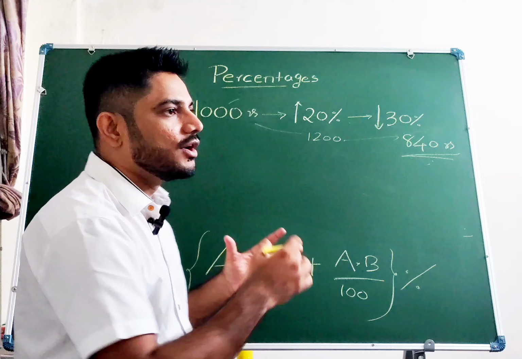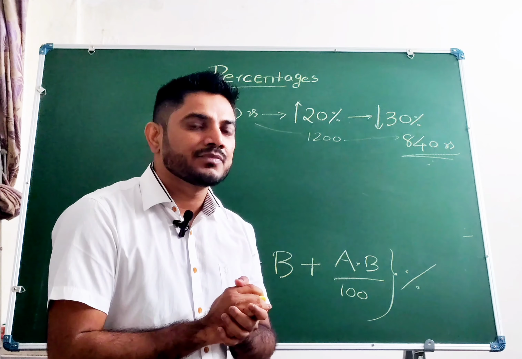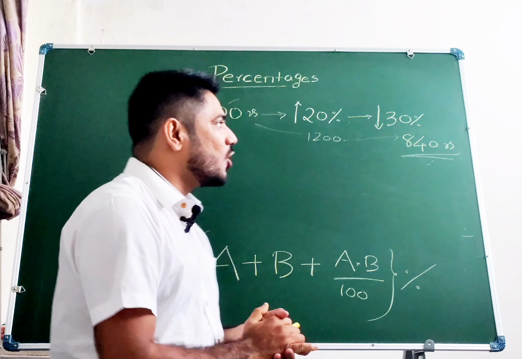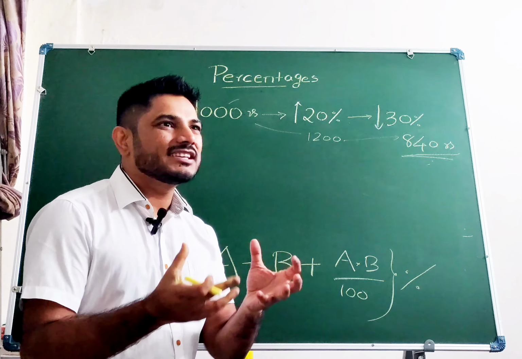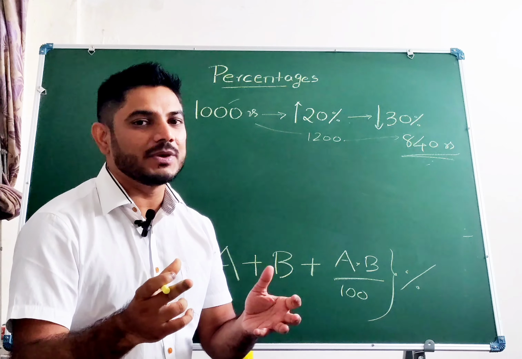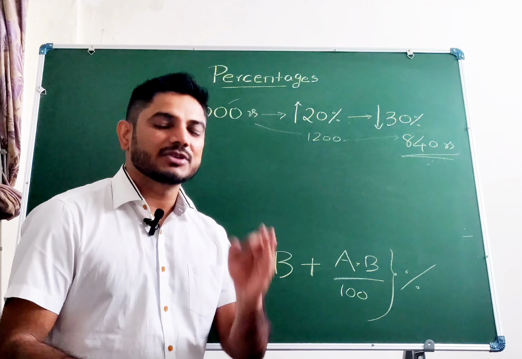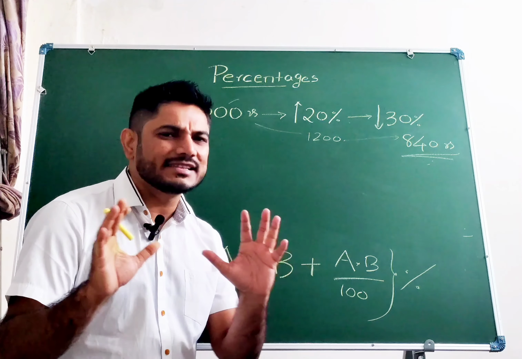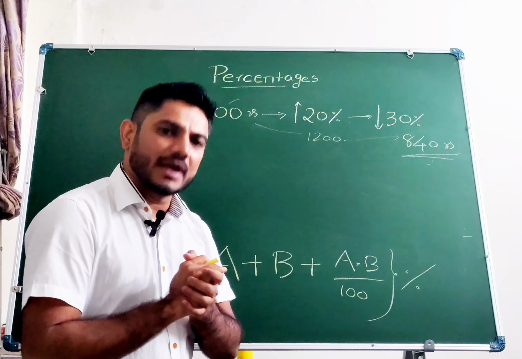So if you observe, my initial value was 1000 and my final value was 840 rupees. The change over here was 160 rupees. And what is that 160? It was a decrement. So can I say that 160, which is 16% of 1000 rupees, was my actual percentage change, a 16% decrement. So the final value was minus 16%. This is what I can comprehend over here.